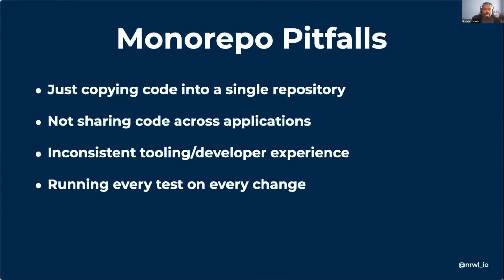And one of the biggest things is running every test, every build, or every task on every change to a repository. Even if you have a monorepo, it doesn't mean that everything's going to be shipped at the same time. So you could have applications that aren't impacted by changes, but if you're running tests against everything, that impacts you, and you can see increases in CI times as a result.